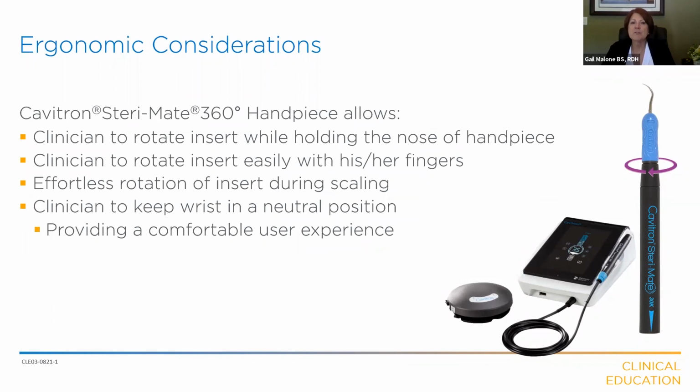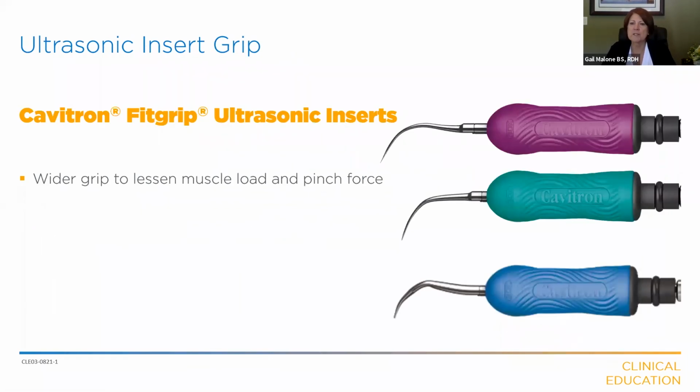This is the Cavitron SteriMate 360. It is available on the newest units. And what it allows you to do is to rotate the insert while holding the nose portion of the handpiece. So it essentially is effortless rotation while you're working. You can easily move it with your fingers, both rotating here at the handpiece or rotating here on the insert. So it provides a very comfortable user experience.